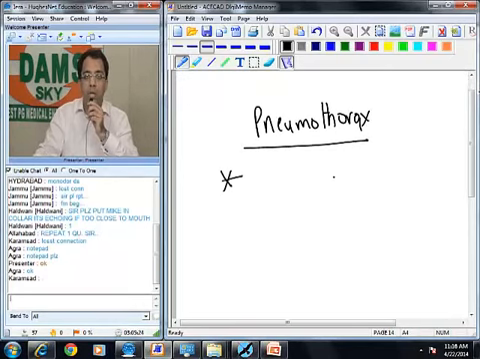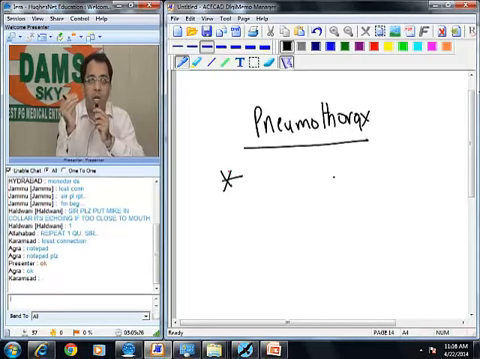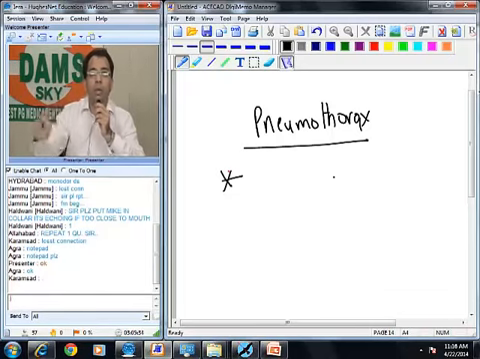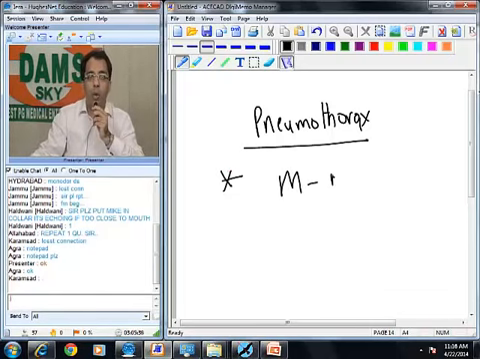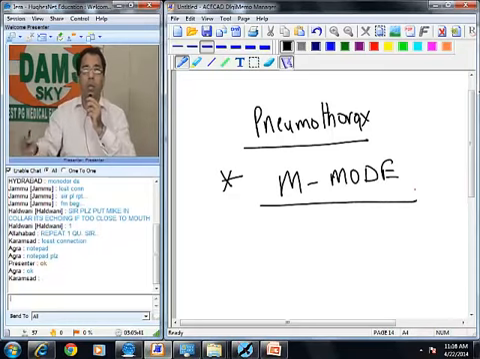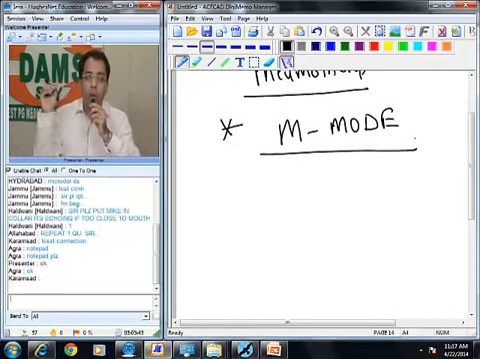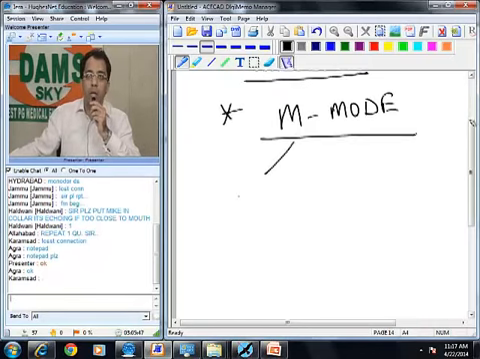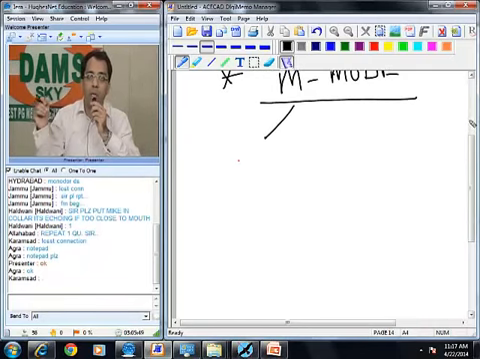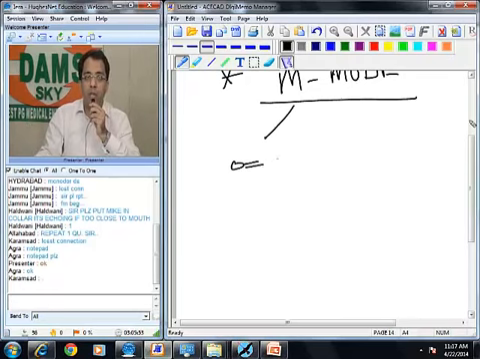First question, which mode of ultrasound do we use while doing thoracic evaluation in FAST? Which mode? Please remember this, M mode. When I do a normal M mode ultrasound of the chest, what do I see? Please remember this very carefully.